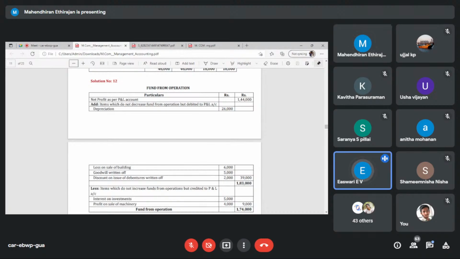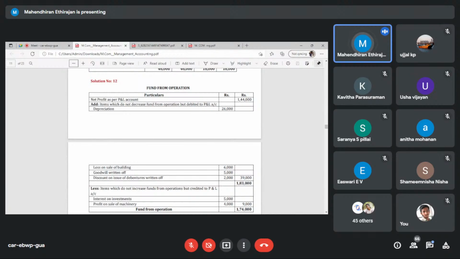Why will it not be included? It's not a part of business. You are paying tax to the government. Correct, it's not like a business. If it is refunded, it goes to the owner, the shareholders. It goes to the shareholder account, not for the business. Okay, only two things are there.